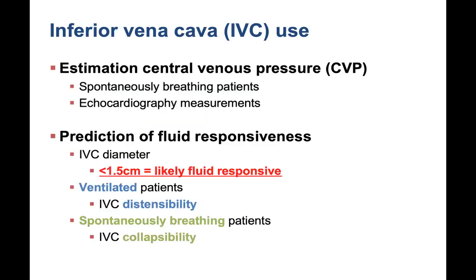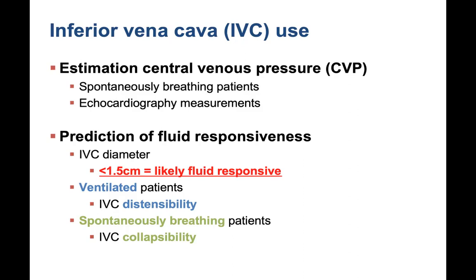So when we talked about inferior vena cava use or IVC use, again, I said there are 2 things we're going to be looking at. So estimation of CVP or central venous pressure and prediction of fluid responsiveness. And I want to stress that these are two different ways of evaluating.